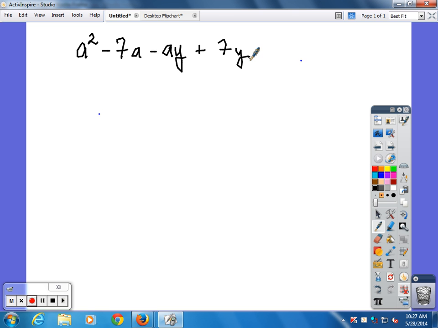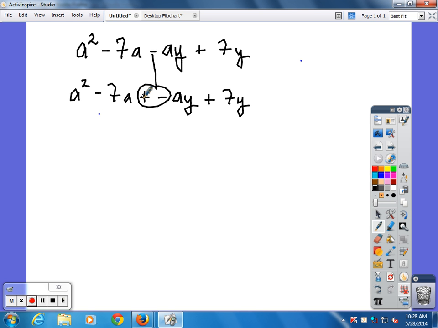All right, so I'm going to rewrite this: a squared minus 7a plus minus ay plus 7y. The only thing I did here was I changed this to this, and that's just for housekeeping. Now I can group these two and these two and have a plus in the middle so I won't forget that you're adding. That's the only reason you do it. You don't have to do it, but some people do it.